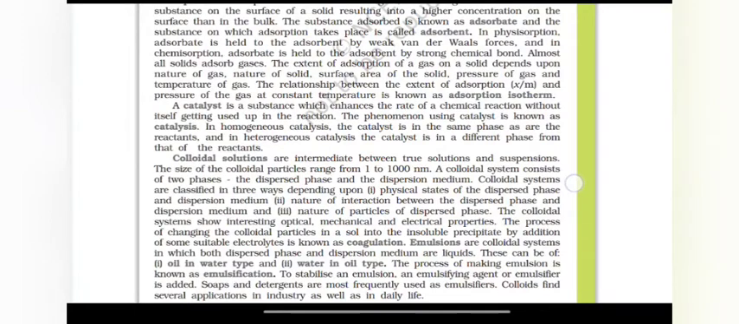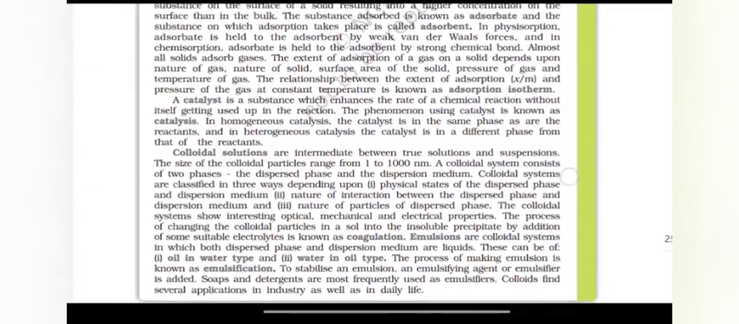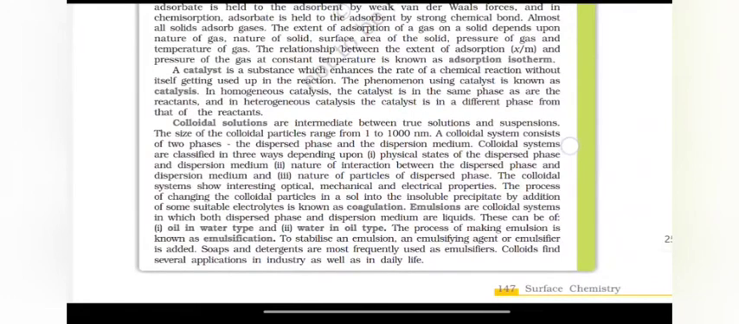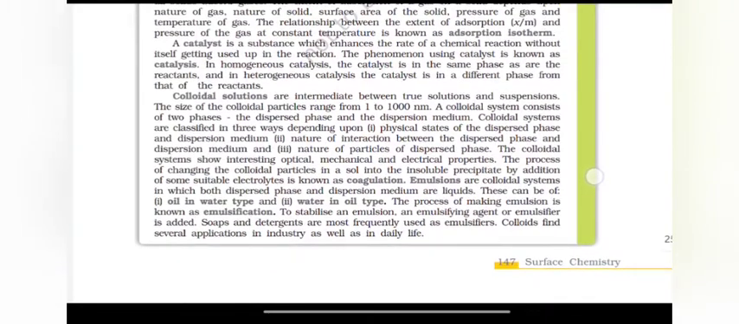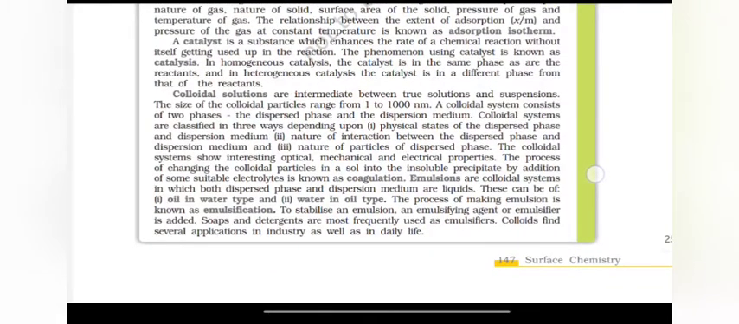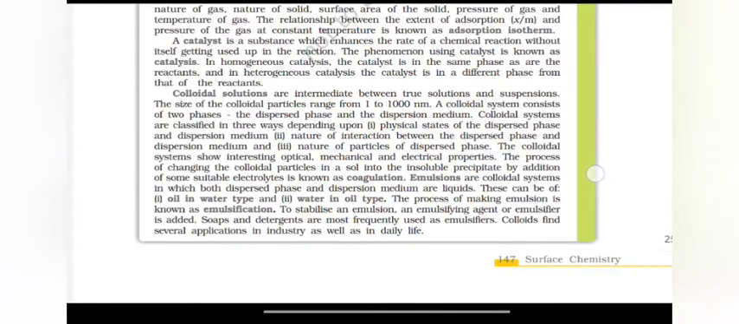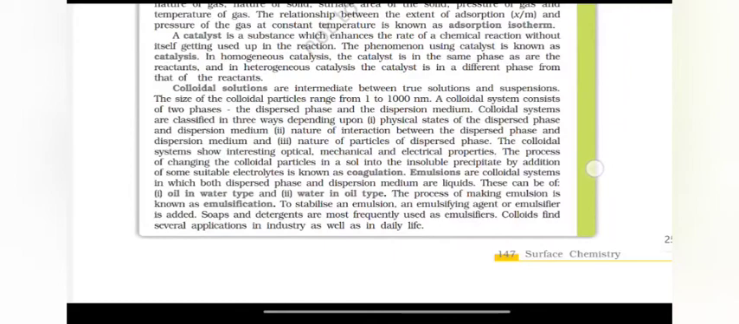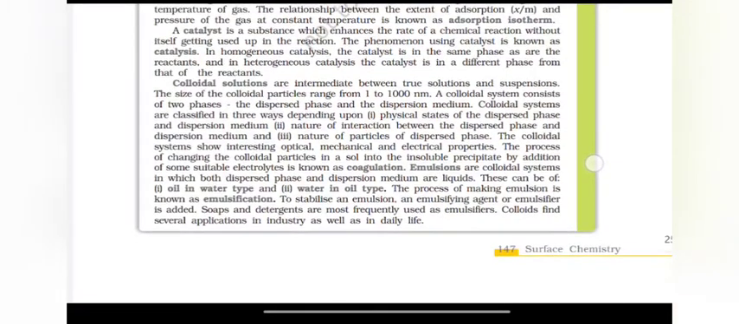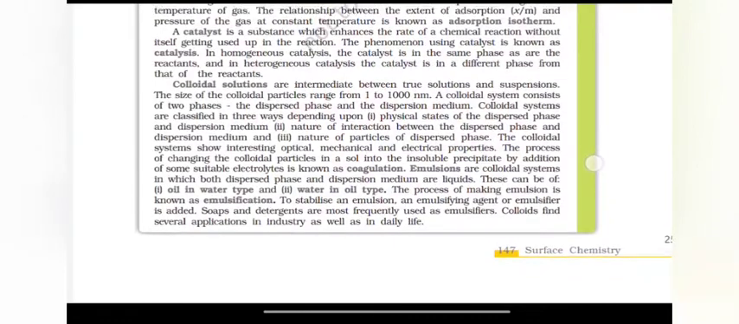Almost all solids adsorb gases. The extent of adsorption of a gas on a solid depends upon nature of gas, nature of solid, surface area of solid, pressure of gas, and temperature of gas. The relationship between the extent of adsorption and pressure of gas at constant temperature is known as adsorption isotherm. A catalyst is a substance which enhances the rate of chemical reaction without itself getting used up in the reaction. The phenomenon using catalyst is known as catalysis. In homogeneous catalysis, the catalyst is in the same phase as the reactants, and in heterogeneous catalysis, the catalyst is in a different phase from that of the reactants.